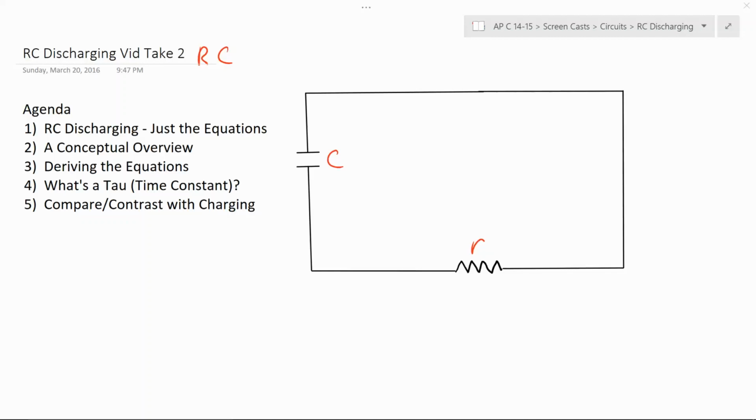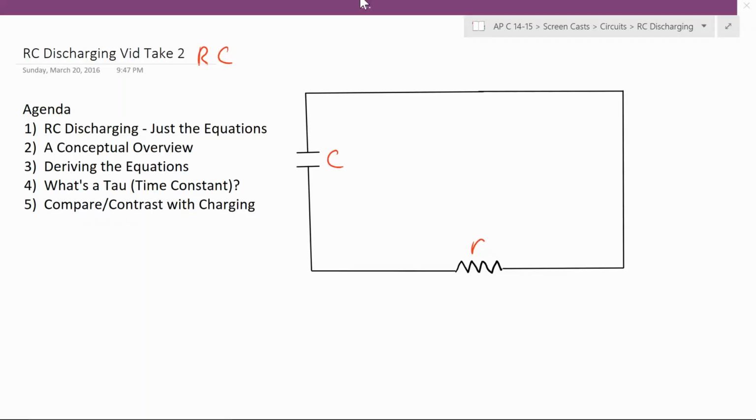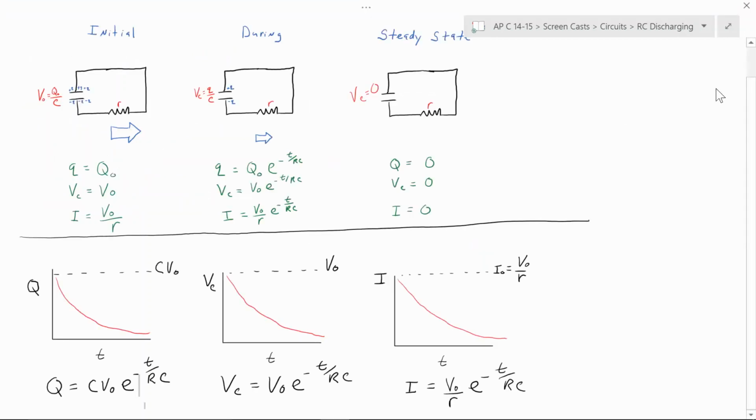So now that we've looked at a capacitor and a battery and a resistor in series and the charging of the capacitor, we're now going to look at a capacitor that's discharging when there's no battery. So first thing I want to do is look at the equation. So I'll give you sort of the short version if you're just trying to review here. These are the results. Basically, charge, voltage, and current all decrease with time by a factor of e to the minus t over RC.